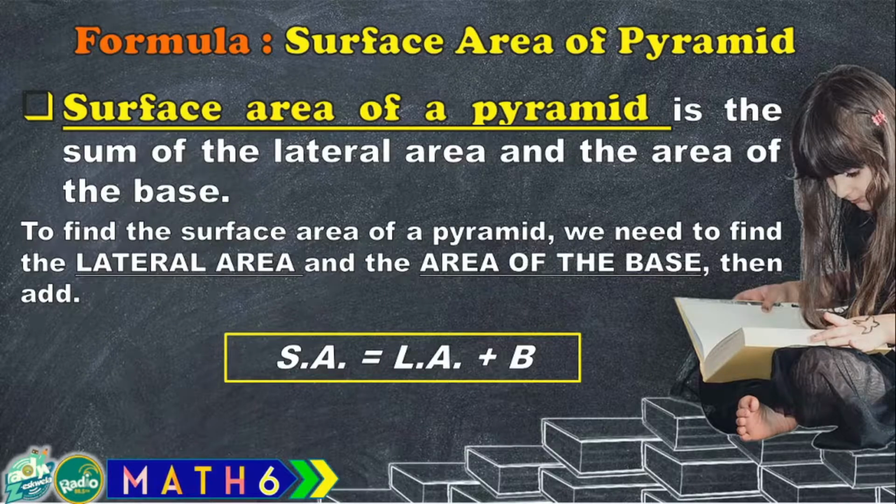But how about the surface area of a pyramid? Yes, the surface area of a pyramid is the sum of the lateral area and the area of the base. To find it, we need to find the lateral area and the area of the base. Then, we are going to add.